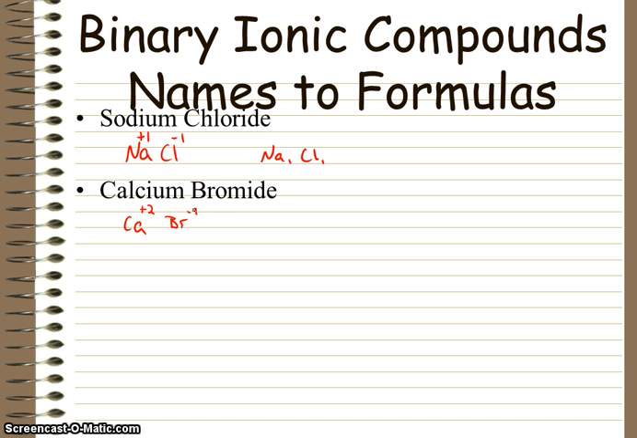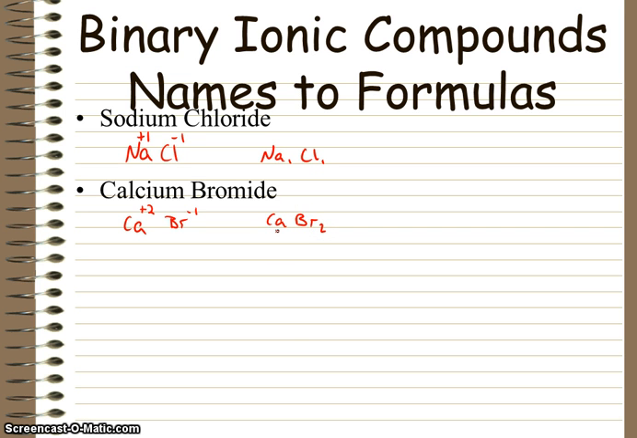So now we don't have a nice balance like we had in the example above. Calcium needs to lose 2 electrons, but bromine only needs to gain 1. That means we're going to need to have 2 bromines for every 1 calcium. So our formula would be CaBr2. The 1 is assumed, so we won't write it.